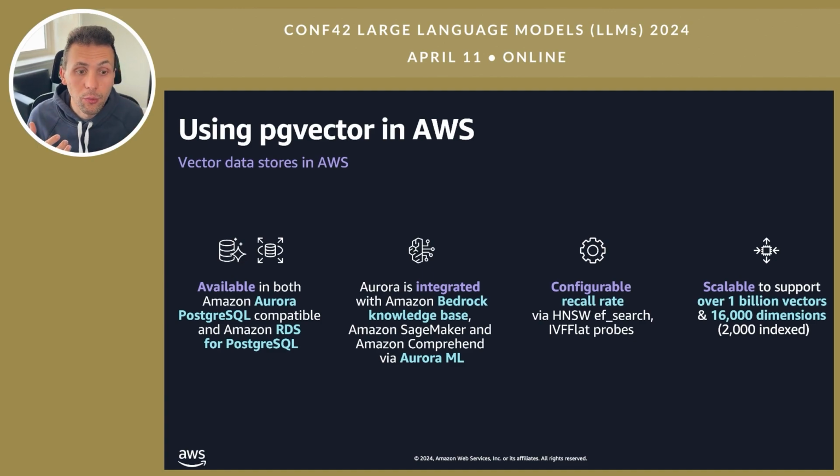You have configurable recall rate using these different approaches like HNSW ef_search and IVF flat probes. The good thing about pgvector, it can scale to support over 1 billion vectors, and it can support vectors with up to 16,000 dimensions. So that is a very good way. If you have relational databases and you want to store vectors, this could be the place you go.